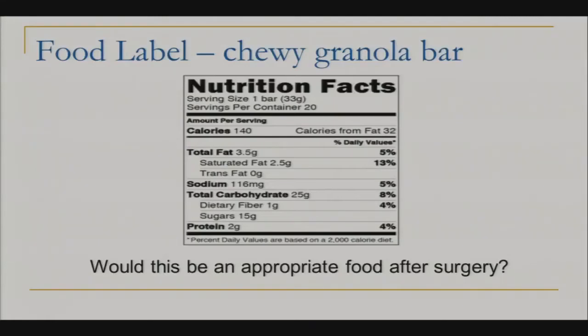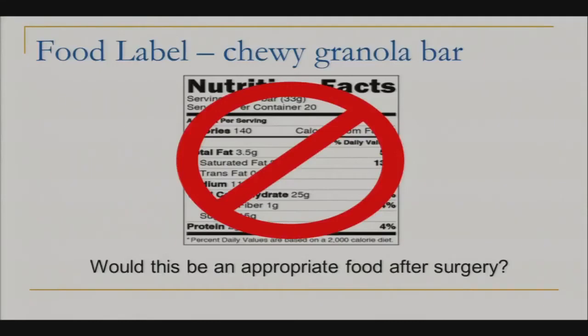So the serving size is 1 bar, and there's 20 servings per container, so a box of 20 bars, but you are just going to have 1 bar. Would this be an appropriate food after surgery? The answer is no. There was only 2 grams of protein for 140 calories, and it had 15 grams of sugar. We generally recommend not teetering on the line. Some individuals might experience dumping syndrome at a lower threshold than 15. So generally, if it is at the 15, I wouldn't try it.